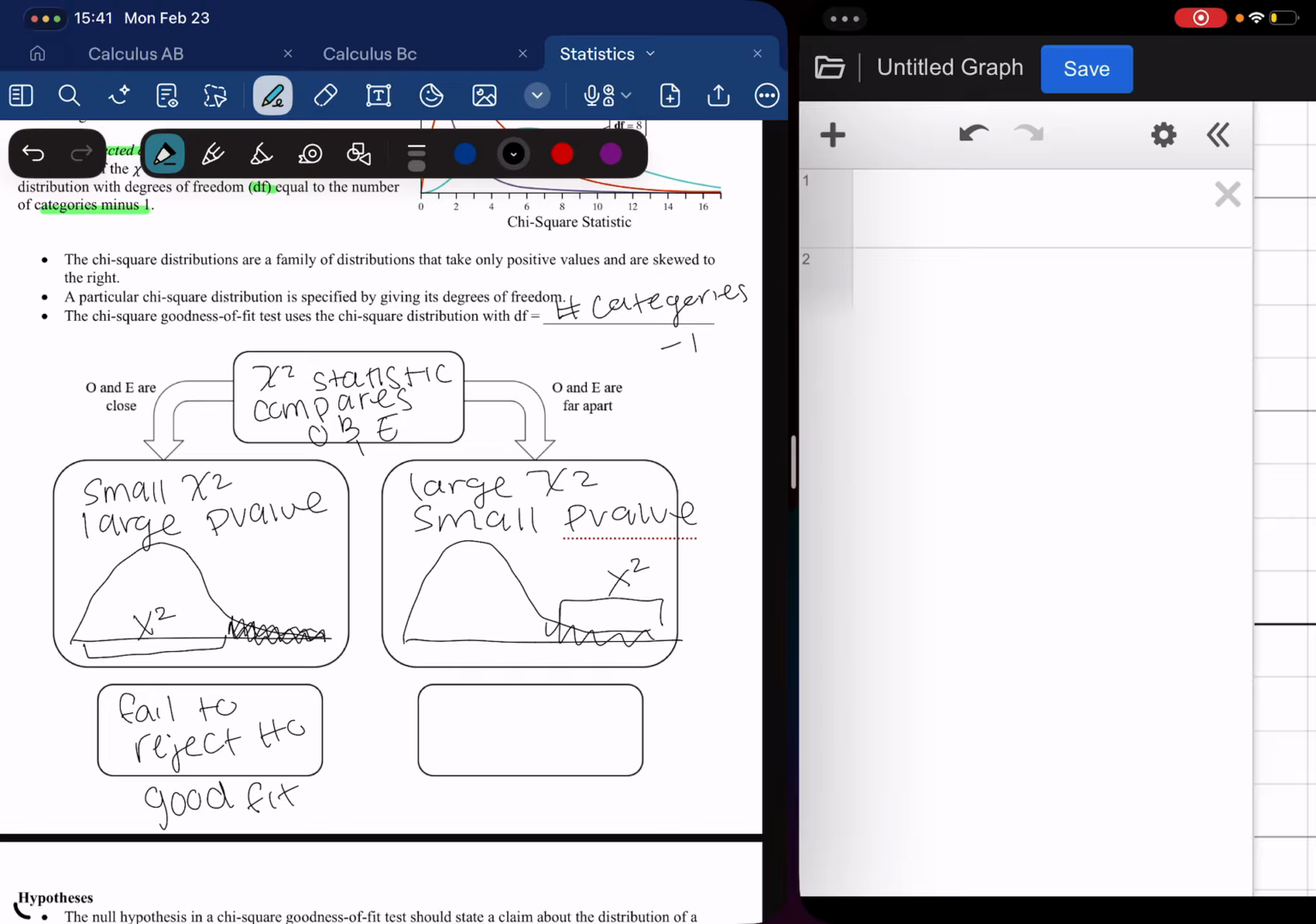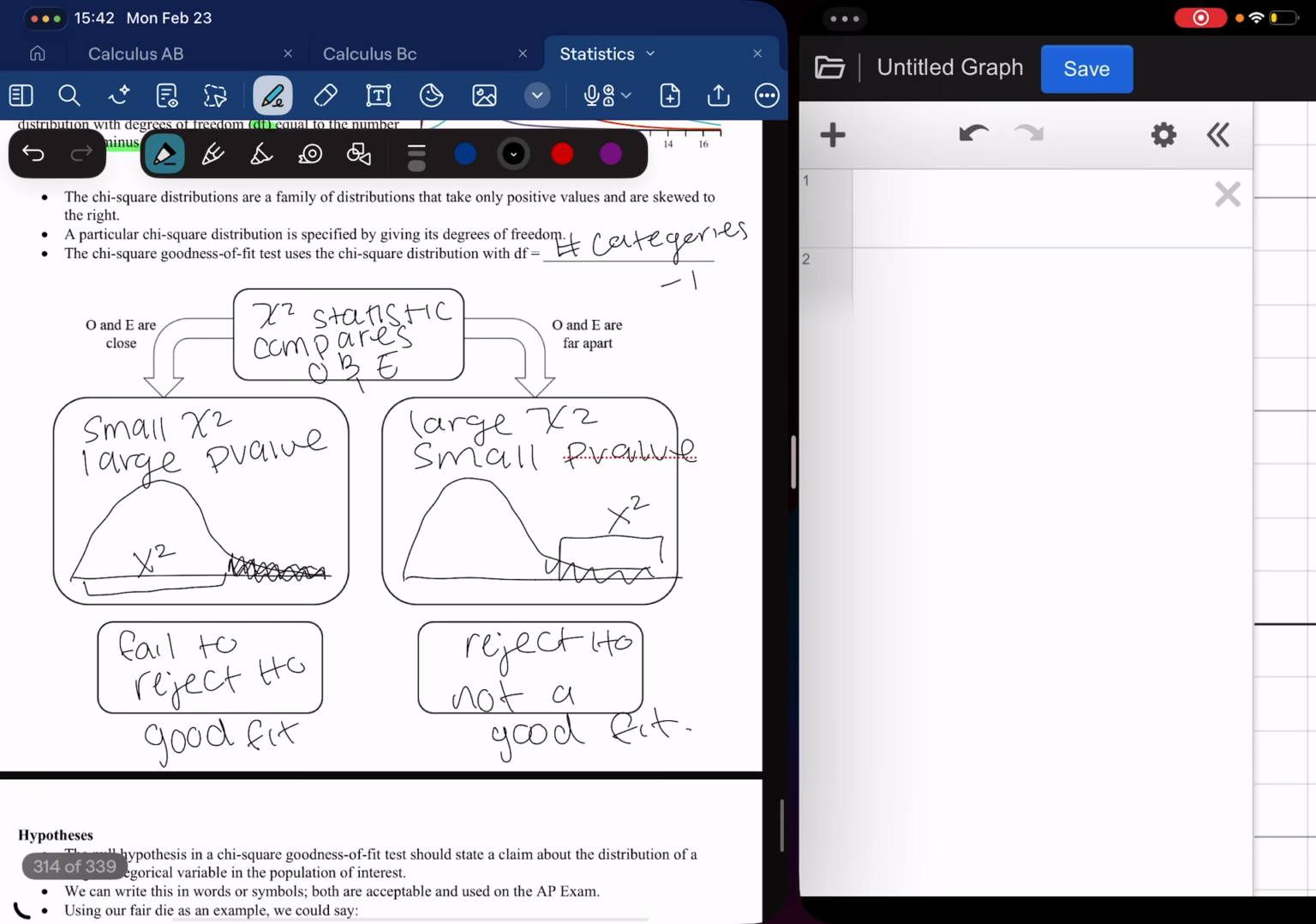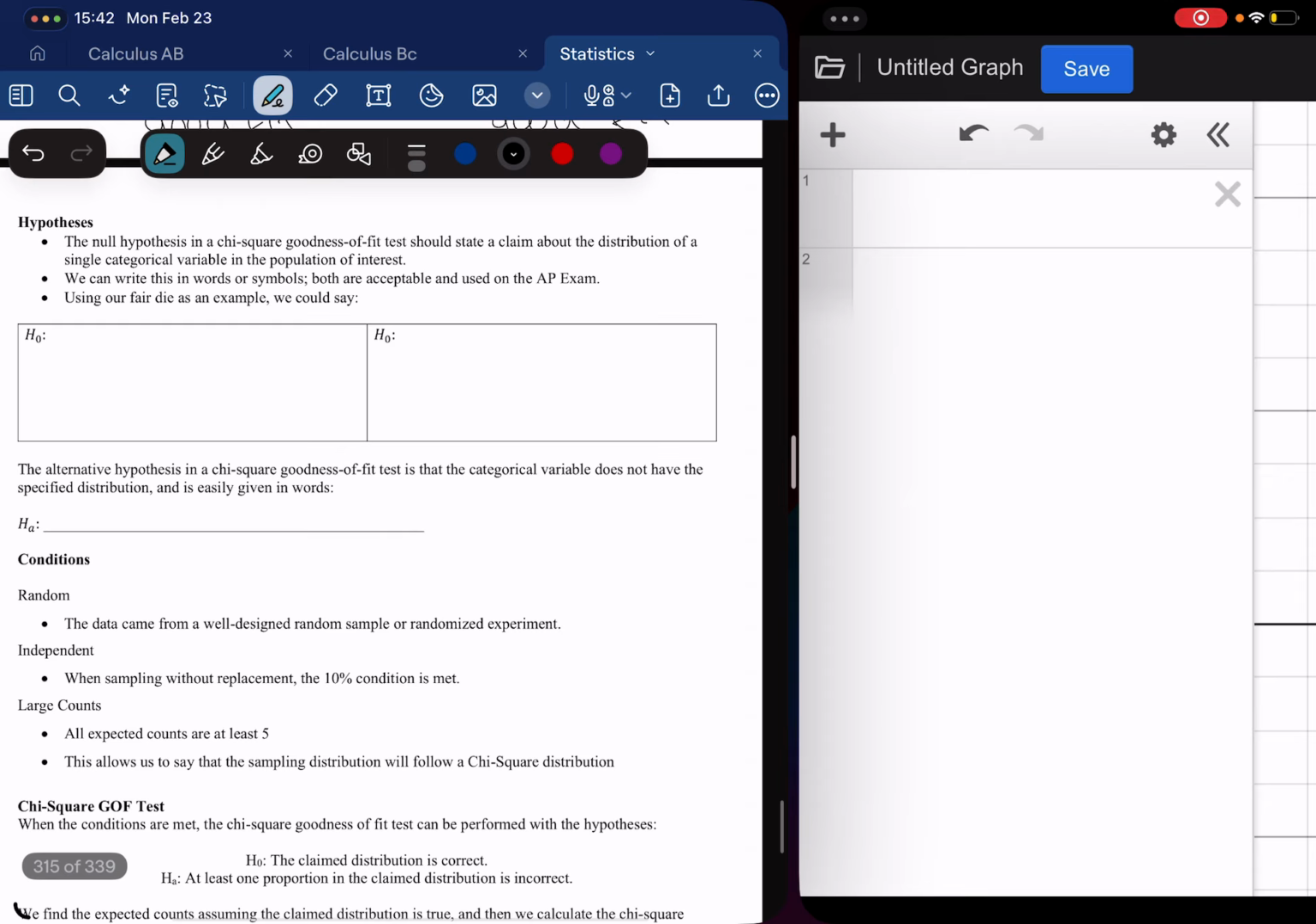And for large counts, we just need to see this. All expected counts are at least 5. Okay, if it is, we write that sentence. If it's not, then we say not all expected counts are at least 5. Okay, what this implies is this allows us to say that the sampling distribution will follow a chi-square distribution, which means we can then find the chi-squared test statistic.